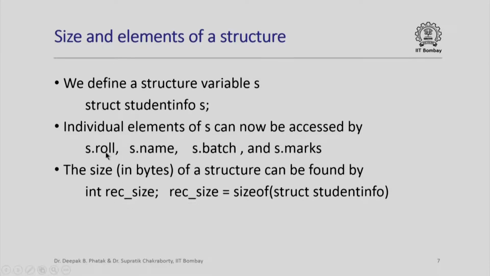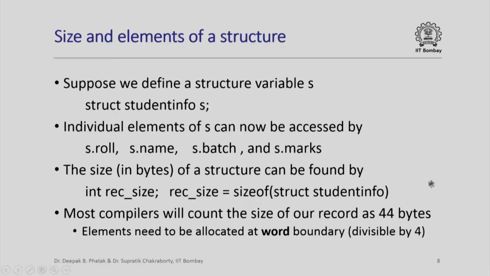Notice that this is an integer, it will take 4 bytes, this is an integer, it will take 4 bytes, this is a float, it will take 4 bytes. These 3 fields together account for 12 bytes. The name is 30 bytes. So, we would expect the length to be 42 bytes for this record. Unfortunately, most compilers will count the size of our record as 44 bytes because elements need to be allocated at what is called a word boundary. That means every new allocation must begin at a byte whose number is divisible by 4. That is why, although s.name is only 30 bytes, 2 bytes will be added as padding bytes and s.batch will be allocated at the next word boundary.